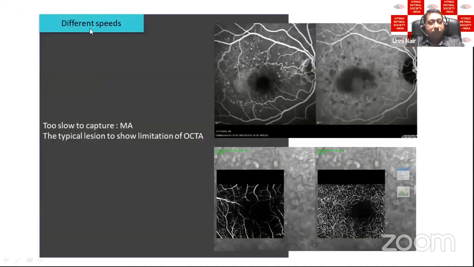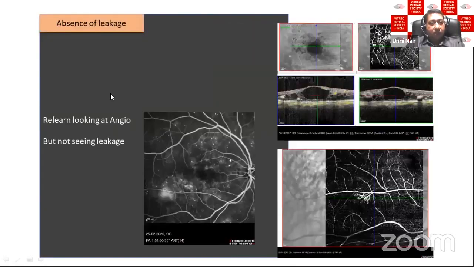This is another picture where you can see the same branching vascular network in 3 different cuts, with 3 different intensities and sizes, different speeds. As we mentioned earlier, OCTA can only pick up a particular threshold of velocity of the RBCs. So here, the microaneurysm is a typical lesion to show the limitation of OCTA. You can see a lot of microaneurysms here, but you don't see any lesions in the corresponding OCT angiography over there. We've got to relearn how to look at vascular lesions, as we've got to relearn how to look at leakage.